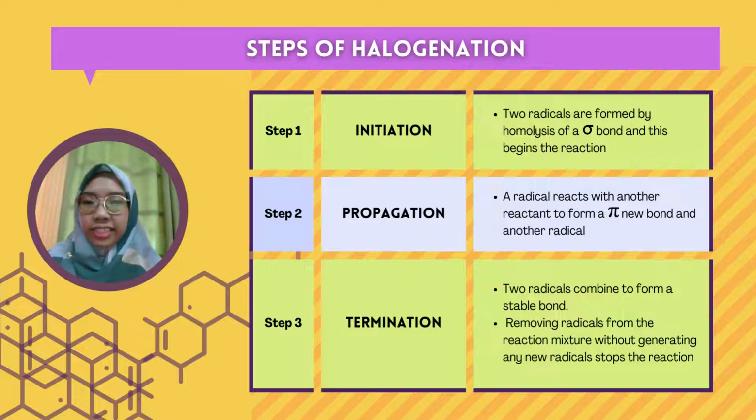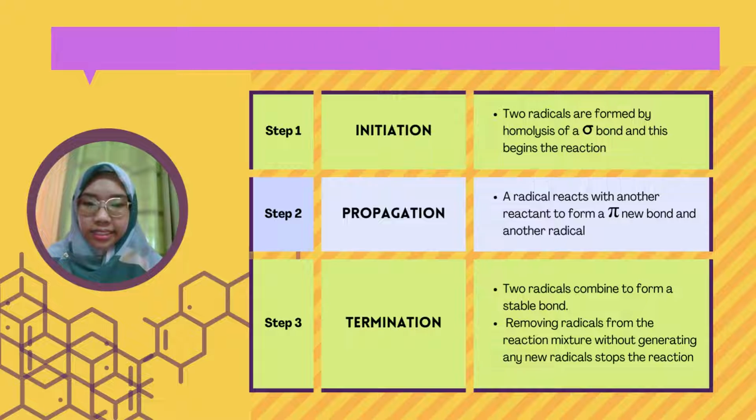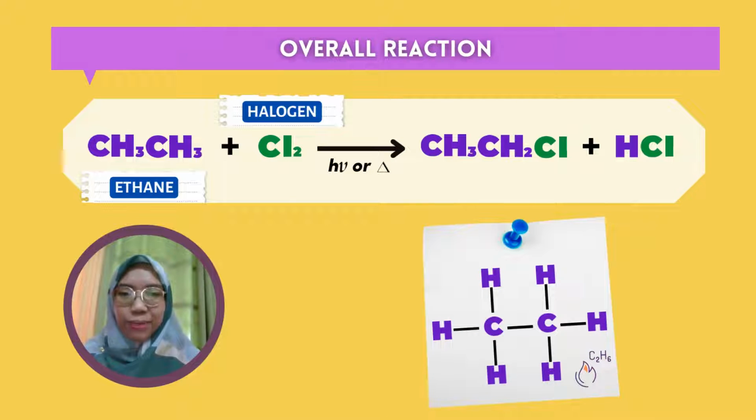The steps of halogenation. In general, all reactions that involve radical intermediates follow three general steps. The first step is initiation, the second step is propagation, and the third step is termination. Let's go through the reaction one by one. In this example, we use ethane as the alkane with a chlorine molecule as the halogen. In the presence of UV light or heat, this produces chloroethane with hydrochloric acid.